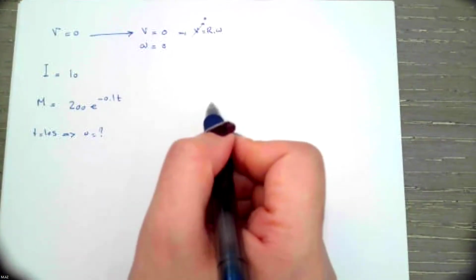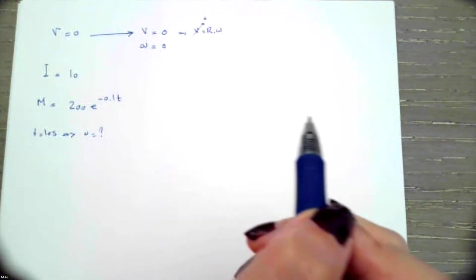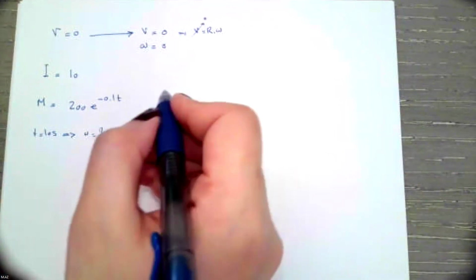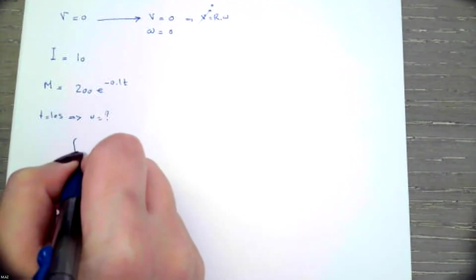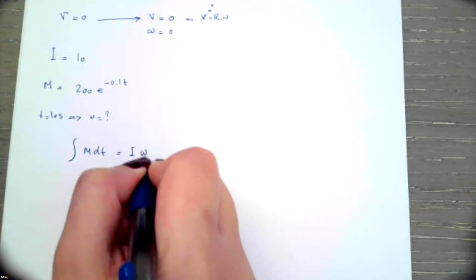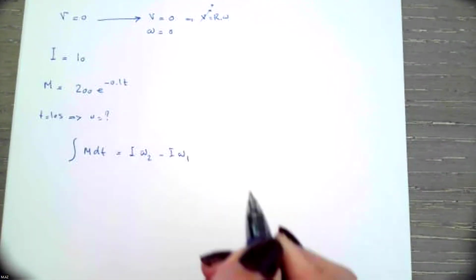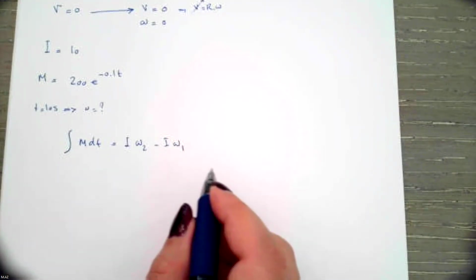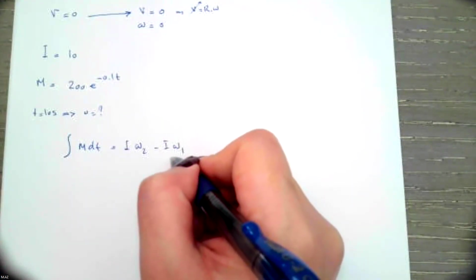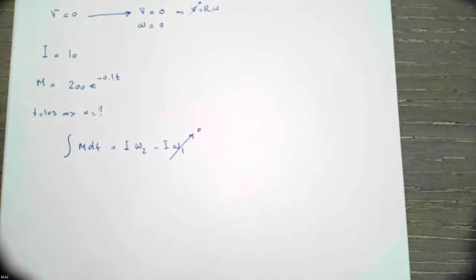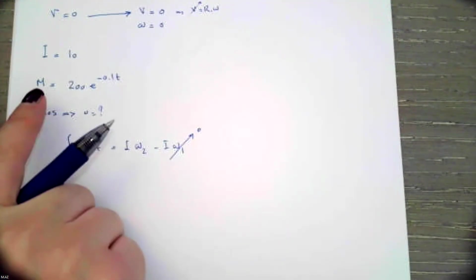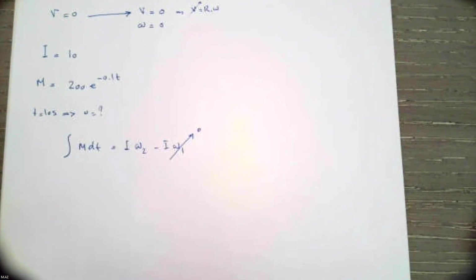For these problems, again, the flywheel just has pure rotation. For this reason, we are applying the angular impulse and momentum. This is the equation: integral of M dt equals I omega 2 minus I omega 1, or h sub 2 minus h sub 1. Based on the information of the problem, the initial angular velocity is 0, and just this moment is applied to the flywheel.